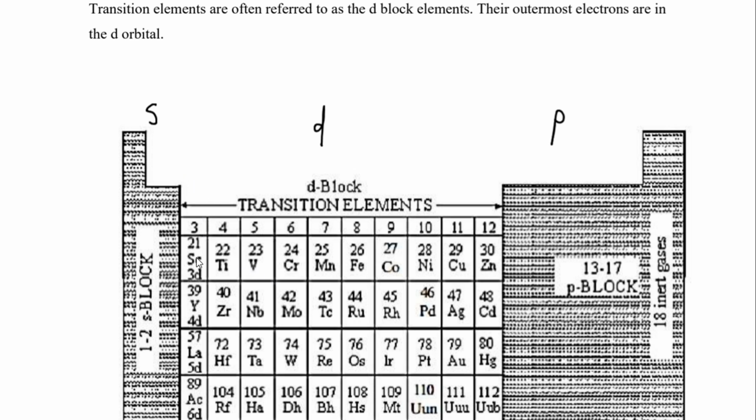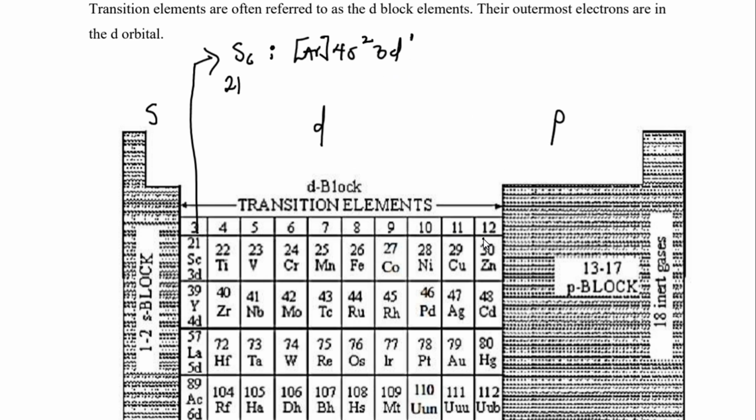So basically we have scandium here. Scandium has 21 electrons. So Sc, 21 electrons, the configuration is Ar, which is 18 electrons, 4s2 and 3d1, right? So the outermost electron is in the d orbital, that is 3d.